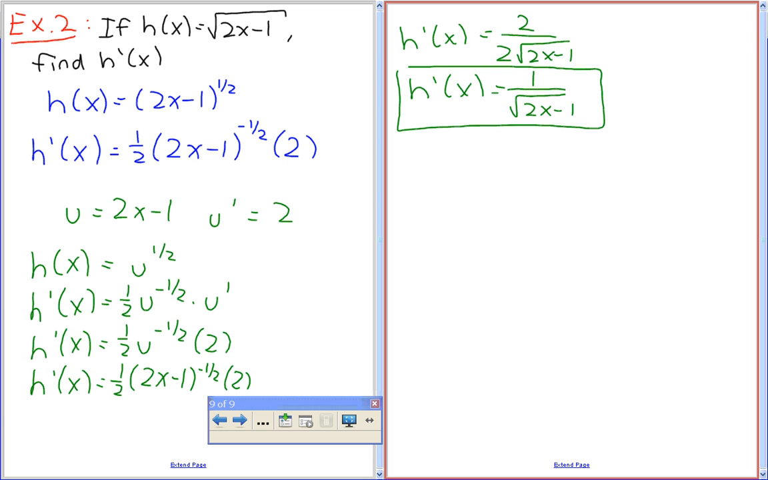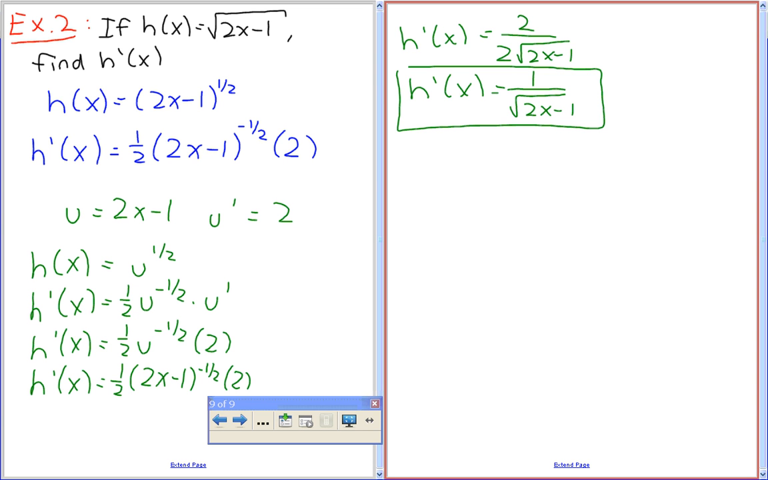What I did was I did a substitution. So I called u equal to 2x minus 1, then u prime was equal to 2. I changed h of x then to be u to the 1/2. Then we take the derivative of u to the 1/2. It's 1/2 u to the negative 1/2 times the derivative of u. The derivative of u was 2, so I just plug that in there. Then I sub it back, and then I simplify.